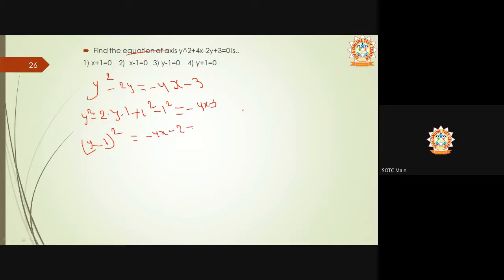So if you take -4 common, what will become? x minus x plus 1/2. Say yes or no? Yes, sir. Right? So now from this you need to find h value, k value, a value.